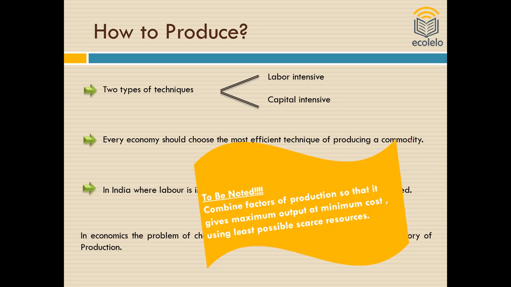Now, when you're making a choice, you need to keep one thing in mind. You need to combine factors of production so that it gives maximum output at minimum cost using least possible scarce resources. So you already have scarce resources. You need to use these factors of production in such a way so that you get the maximum output at minimum cost. So you need to take care of the cost and the maximum output both. So choose your technique in such a way.